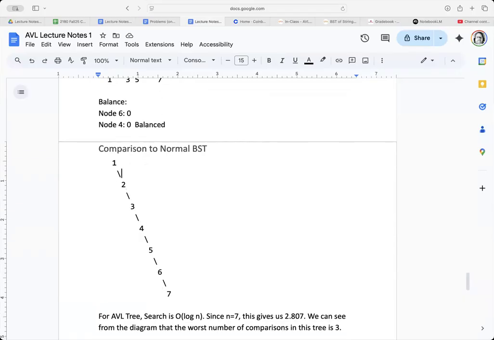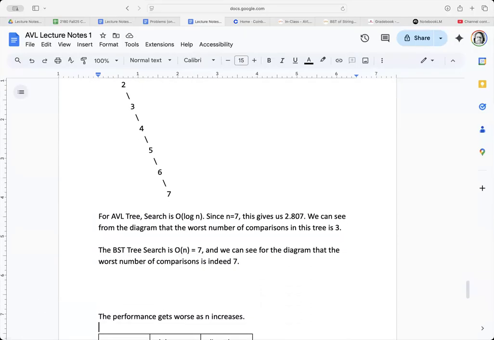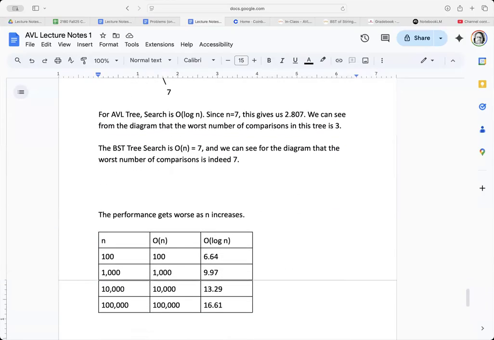We could see that for 7, we would have to have 7 comparisons. Okay. So this performance gets even worse as n gets bigger. I just got some numbers in here. If we have 100, our worst case scenario is 100 comparisons. If we just do a binary search tree versus an AVL tree, it's 7, rounded up.